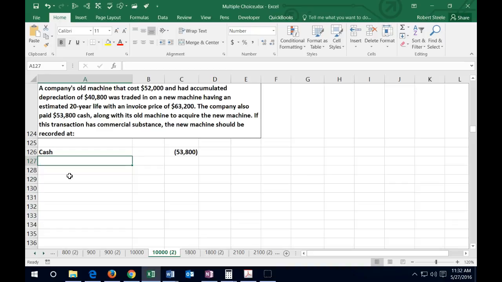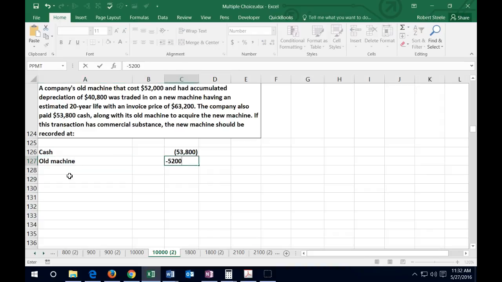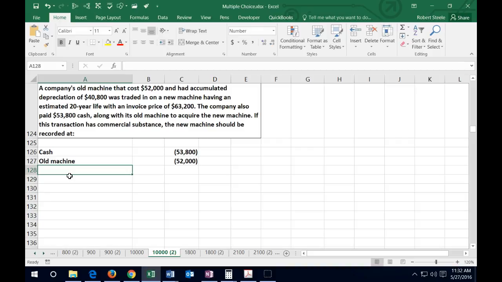Therefore, the machine is still on our books at $52,000, and it's got to go away because we're getting rid of it. It's an asset. We're going to make it go down by doing the opposite thing to it. So the machine, and we'll call it old machine so we can distinguish it from the new machine that we will be putting on, is going to have to be a credit of $52,000. But there's going to be accumulated depreciation related to the old machine, right? So we've got to take that off the books.